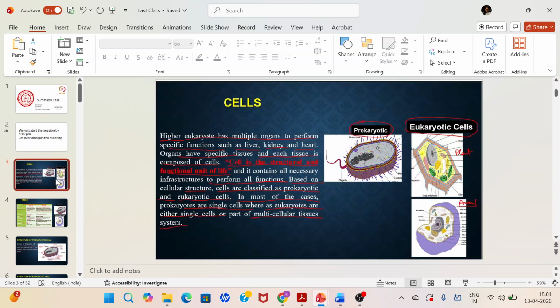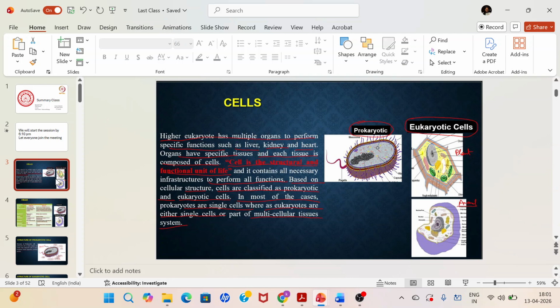So yes, in the starting week we learnt about cells. What are cells? What types of cells are there? What are the different organelles present inside the cell? How do these different organelles help a cell to work properly? All of this we learnt about cells in the first 2 weeks.